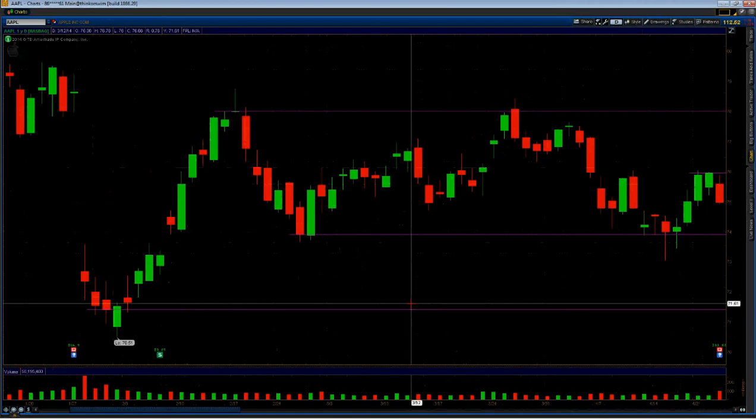Now, options in general, it's a game of $1 moves. That's what it really is. The reason I say that is because the Greek levels, the delta, the gamma, they're based on a $1 move for the stock. Really, really simple.